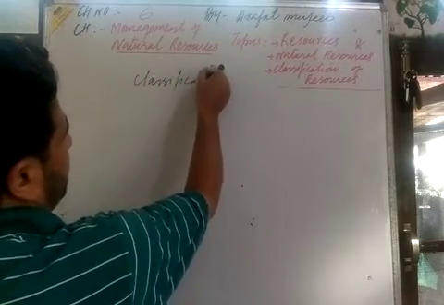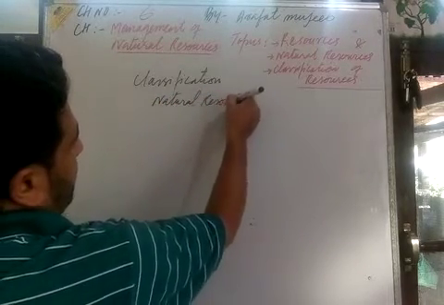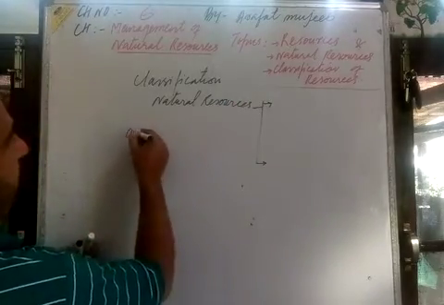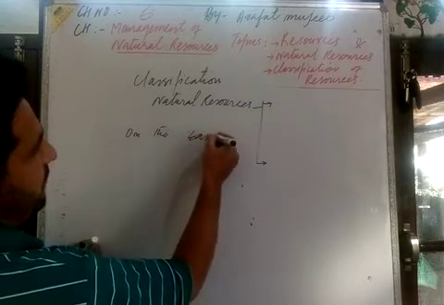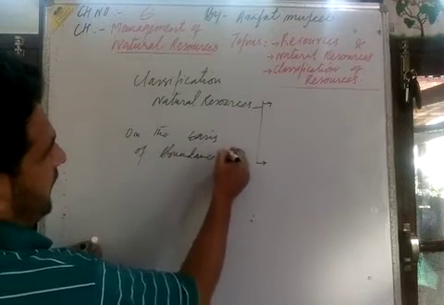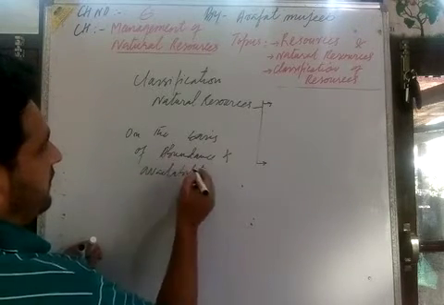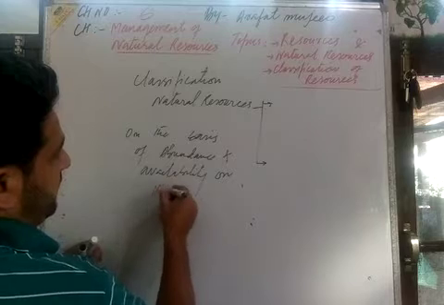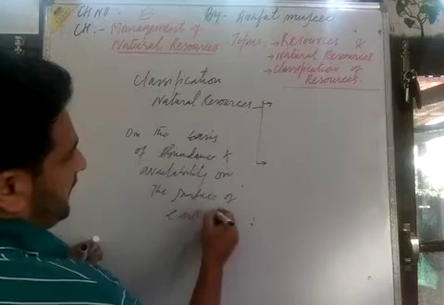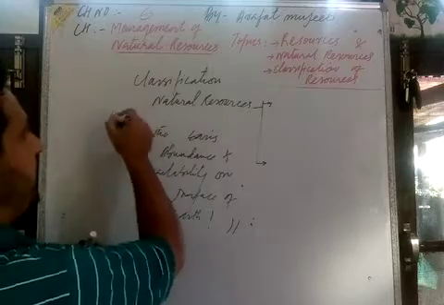Classification of natural resources. We can classify them into two on the basis of, I will write a point here, on the basis of abundance and availability on the surface of the earth. On this basis, on this point, we have classified them.